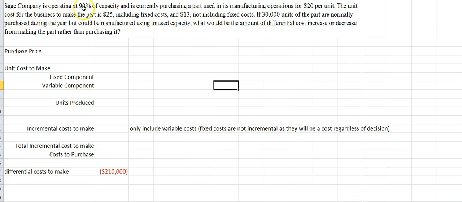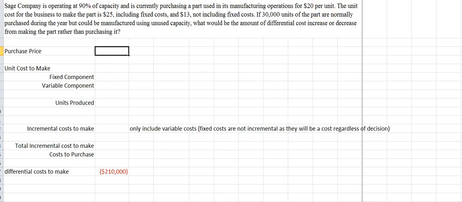Sage Company is operating at 90% of capacity. So if it's operating at 90% capacity, that means it has 10% capacity to perhaps make some product, right? So they have 10% machinery or whatever it is that they're not using. So they could use this and maybe make the product rather than purchase it. And it's currently purchasing a part used in its manufacturing operations for $20 per unit.